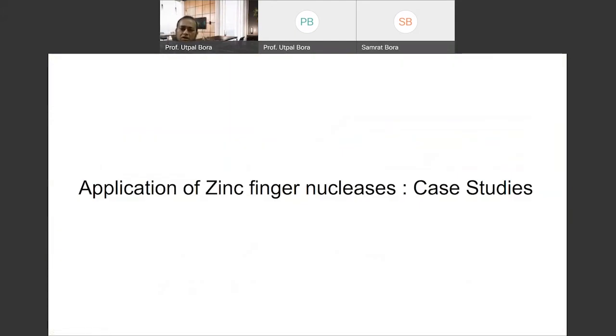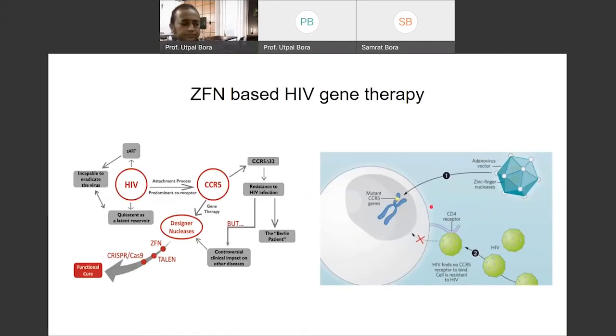So now that we have understood, I believe you have understood, the mechanism, it is time for us to look at the applications of Zinc-finger nucleases. A few case studies. First, Zinc-finger based HIV gene therapy.